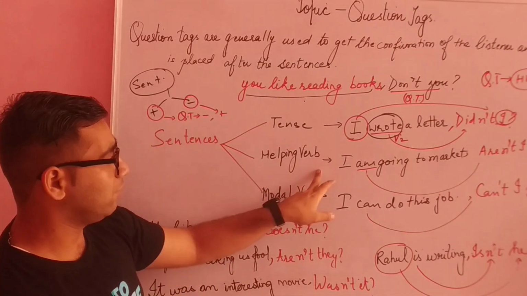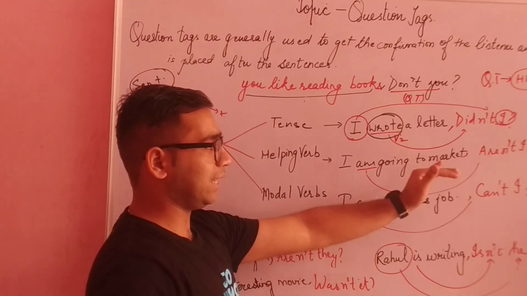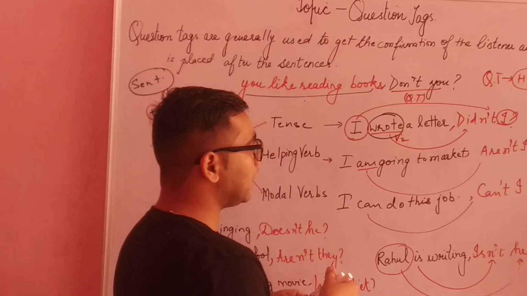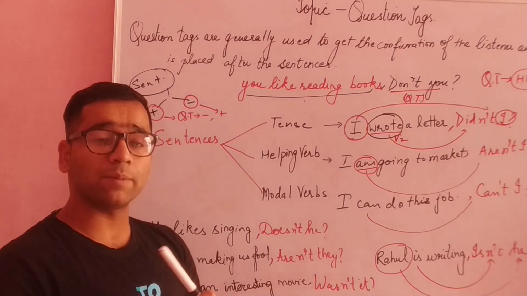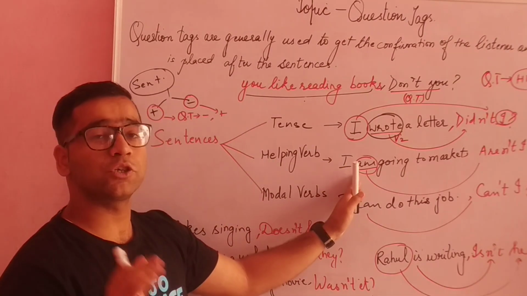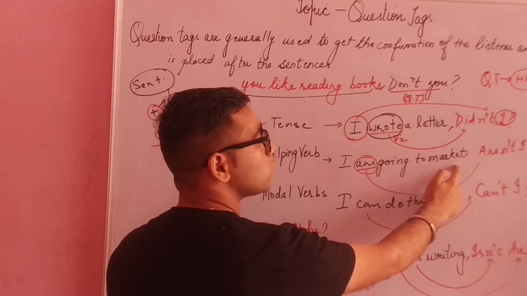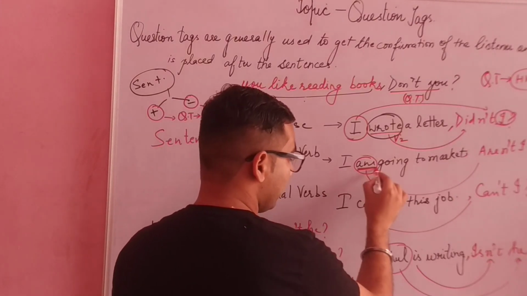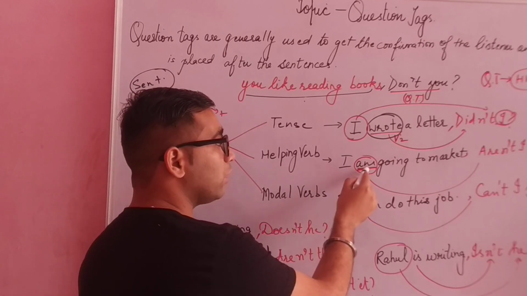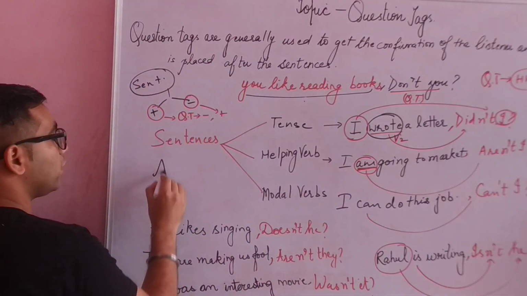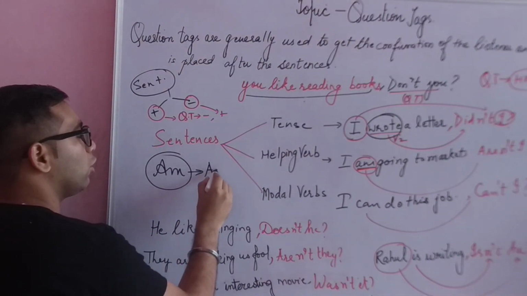Fine. Helping verb. The second case of a sentence can be: I am going to market. Tense is here also, but here you are clearly getting the helping verb. These kinds of sentences are the easiest sentences you can see out there. I am going to market. So the same, am. Why have I taken this example of a helping verb only? Because I want to tell you one more important point here. Whenever you find am in the sentence, to make its question tag, you will always use are.